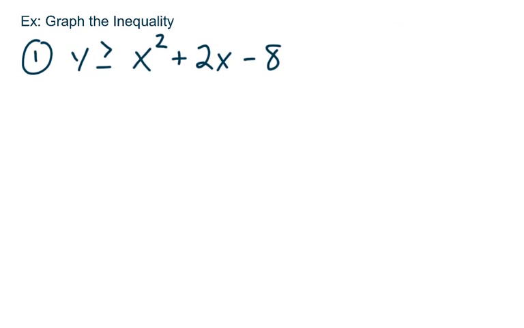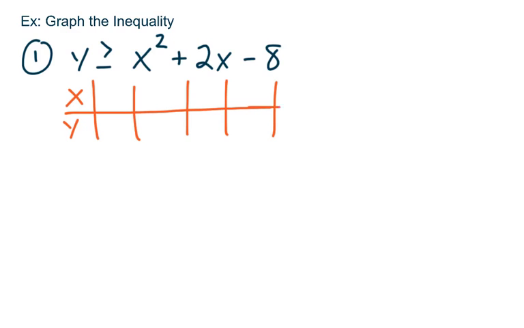Number one, graph the inequality y is greater than or equal to x squared plus 2x minus 8. What we need to do first is come up with a table of values. So let's do x, y. These you can get from your calculator. I'm not going to go too far into figuring out these x's and y's.